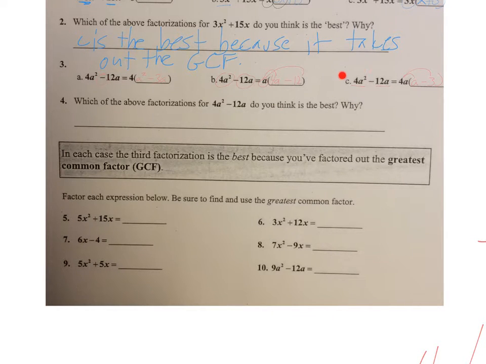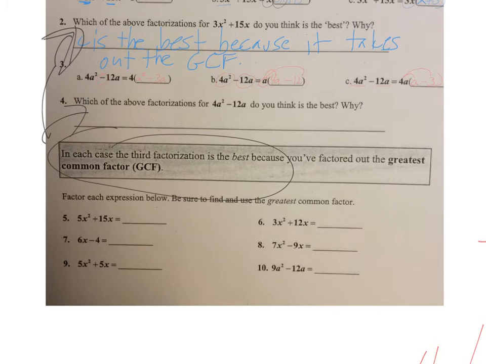In this case, it's C again that is the best because it takes out the greatest common factor, 4a. In each case, the third factorization is the best because you factored out the greatest common factor. Oh, look at this. The answer is right here on the page. If I had looked ahead, I would have seen this. But again, I'm just solving these the same way you would. So this is basically the answer to 4 and 2, and I showed you how to figure that out.